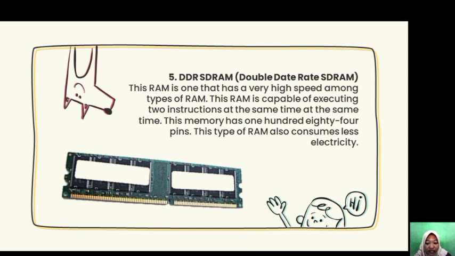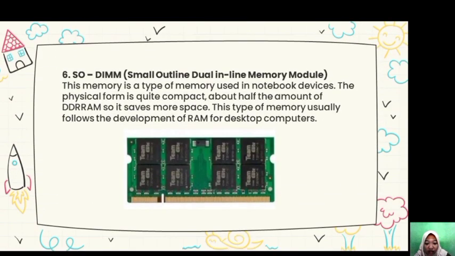6. SODIMM or Small Outline Dual Inline Memory Module. This memory is a type of memory used in notebook device. The physical form is quite compact, about half an amount of DDRAM, so it saves more space. This type of memory usually follow the development of RAM for desktop computers.